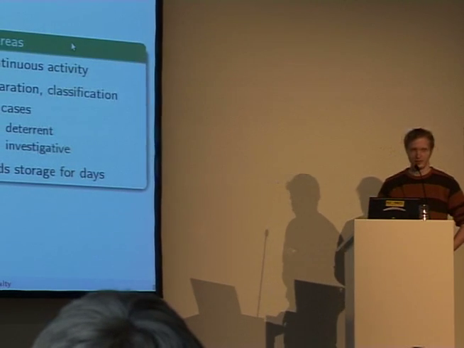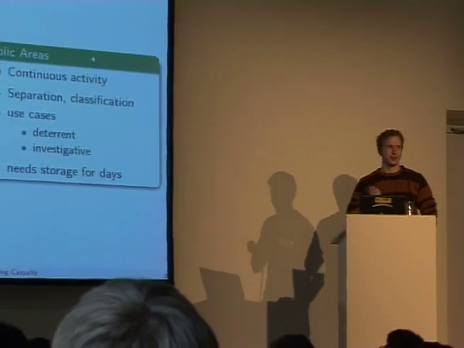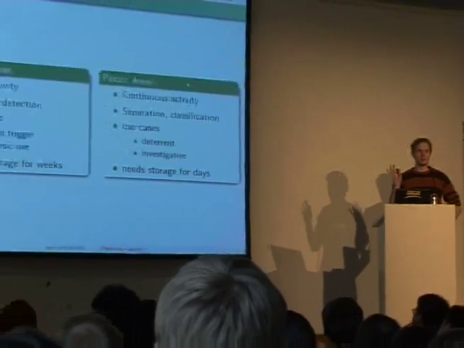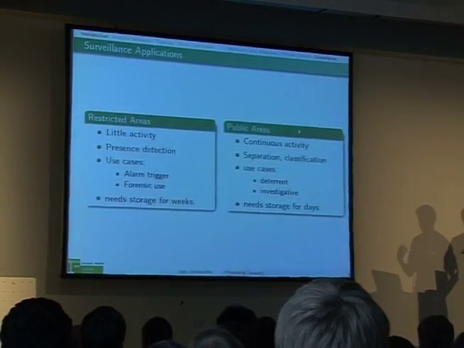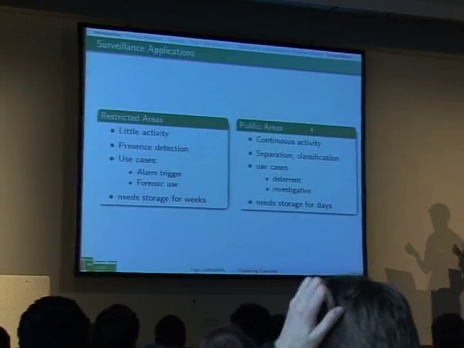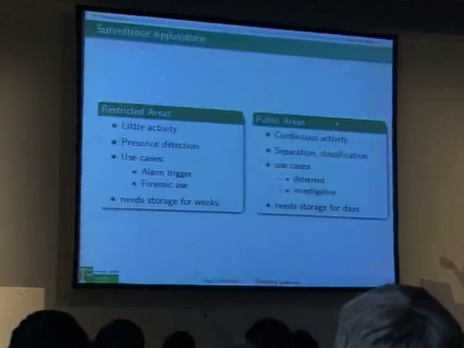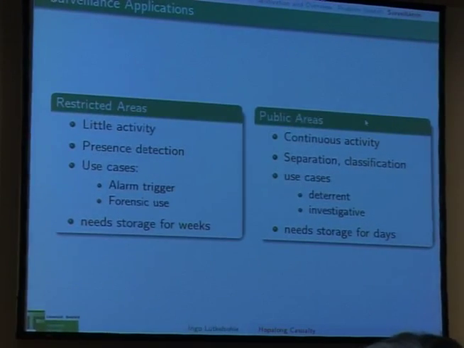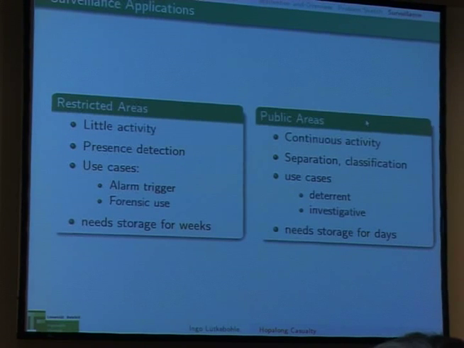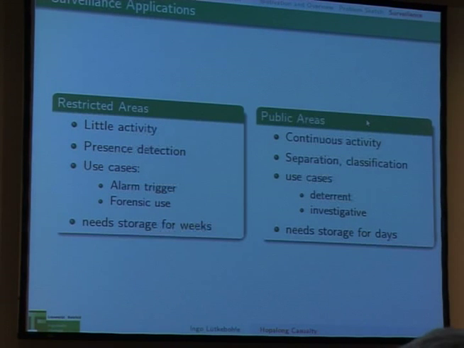Right. Now let's talk a little bit about what surveillance methods are originally used for. Originally, all these methods for surveillance, they were developed for restricted areas. In restricted areas, you have a very simple problem. There's little activity. What little activity there is already suspicious. So if you can detect anything is going on, that's good enough already. And the use cases here are for alarming. And later on, if you know something has happened, then you can look at the video and tell what's going on.